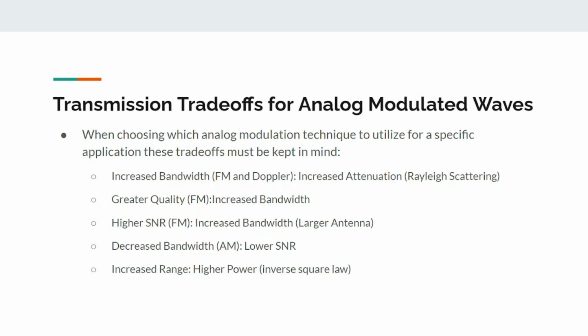So when choosing which analog modulation technique to utilize for a specific application, these trade-offs must be kept in mind. If you increase the bandwidth, as we do for FM, to account for the Doppler, you increase the attenuation, which is directly related to the Rayleigh scattering. Greater quality, which FM holds over AM, requires increased bandwidth. Higher SNR, which FM has because the message is not in the amplitude, it's in the frequency, and noise affects amplitude, not frequency. Higher SNR results in increased bandwidth. Decreased bandwidth has a lower SNR. Increased range requires higher power. These are just some of them. There are actually a lot more, but I didn't want to go into too much detail here.